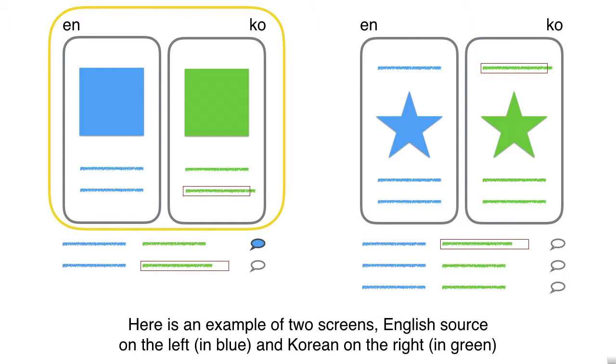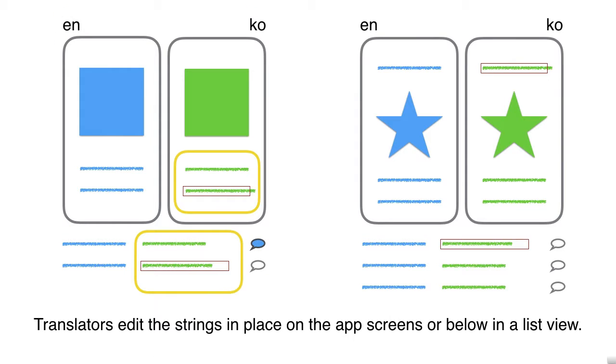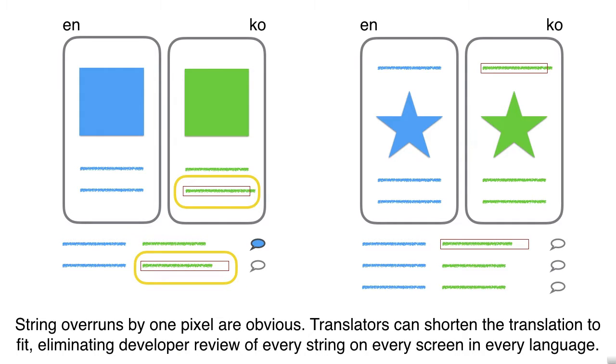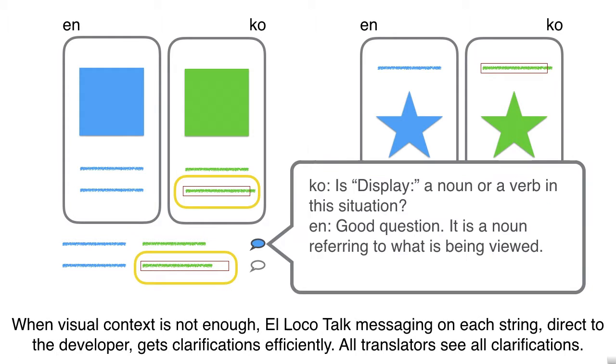Here's an example of two screens, English source on the left in blue and Korean on the right in green. Translators edit the strings in place on the app screens or below in a list view. String overruns by 1 pixel are very obvious. Translators can shorten the translation to fit, eliminating developer review of every string on every screen in every language.